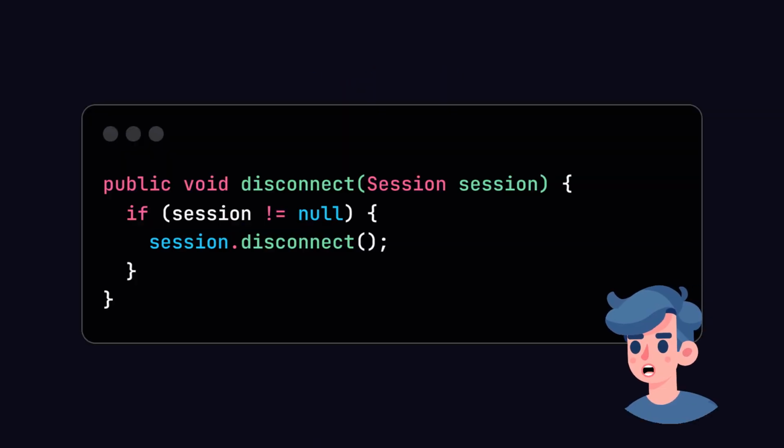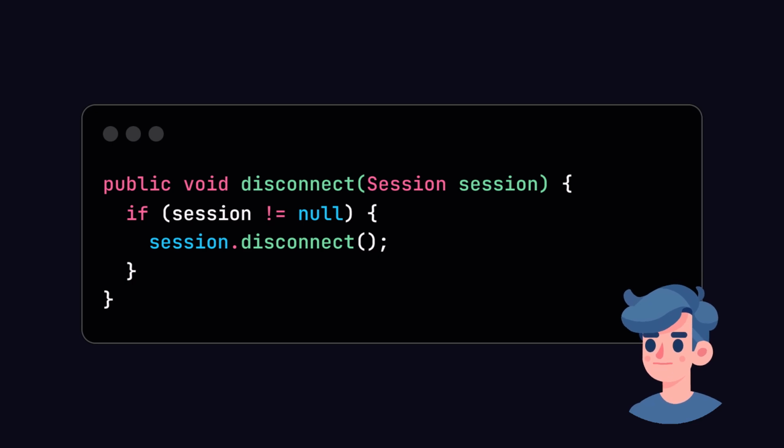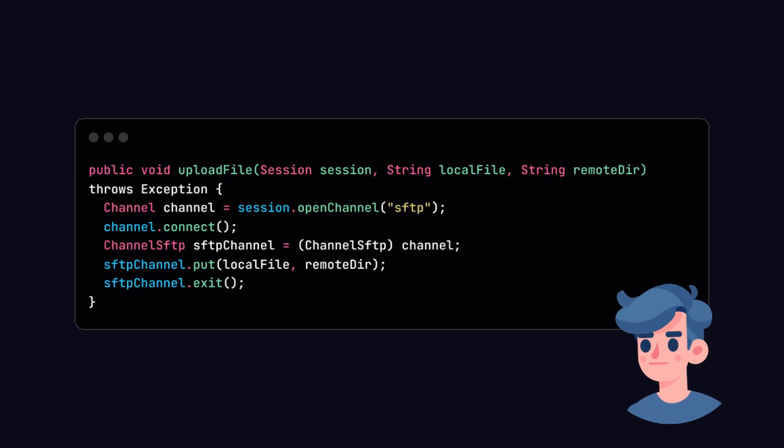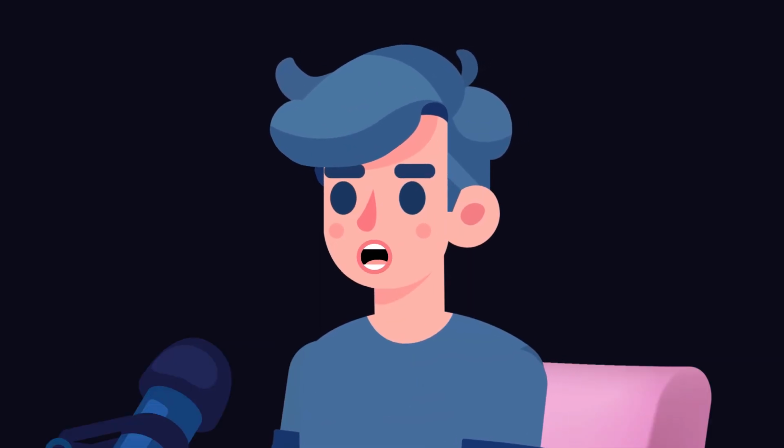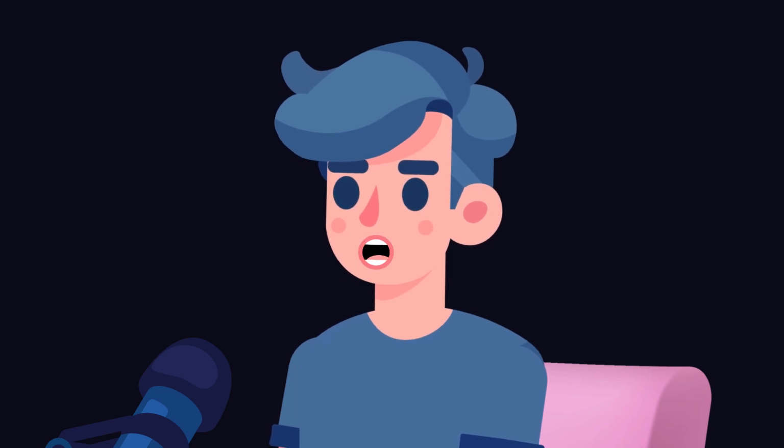Next, let's create a method for disconnecting from the SFTP server. It's good practice to close the session after you're done. Now that we have our connection methods set up, let's create a method to upload files to the SFTP server. In this method, we first open an SFTP channel from the session, then connect it. The put method of ChannelSftp is used to upload the file from your local file system to the specified directory on the SFTP server.